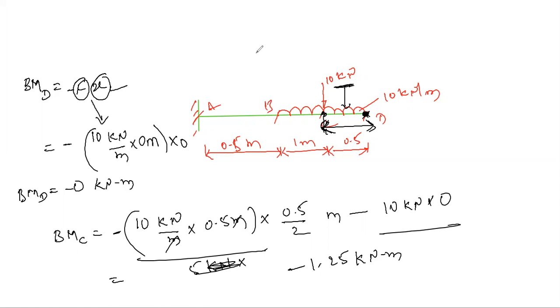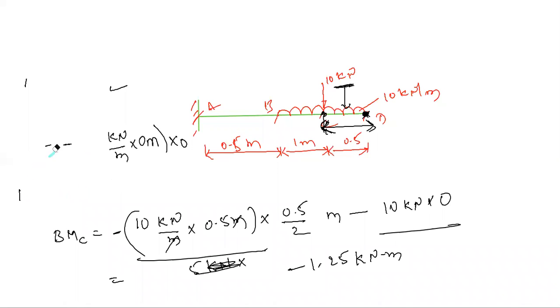Okay, next. Let me erase this. Here again, now we'll calculate bending moment at point B. To calculate bending moment at point B, we should know what forces are acting to the right of this, and we need to multiply with the distance. That is nothing but force into distance, negative. That is nothing but bending moment, right?